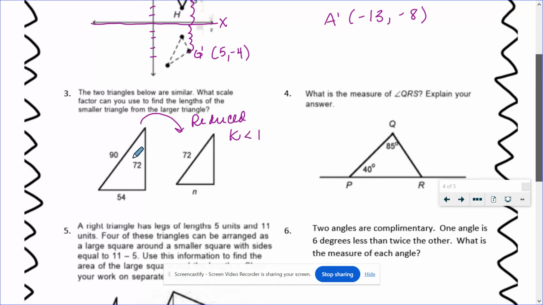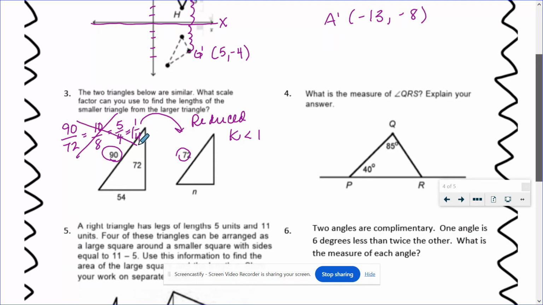So when in doubt, just pick 2 corresponding sides, like 90 and 72. If you did 90 over 72, both of those divide by 9, so that would give us 10 over 8. Both of those divide by 2, so that would give us 5 over 4. Or if you just used your calculator, that would be 1 1/4.